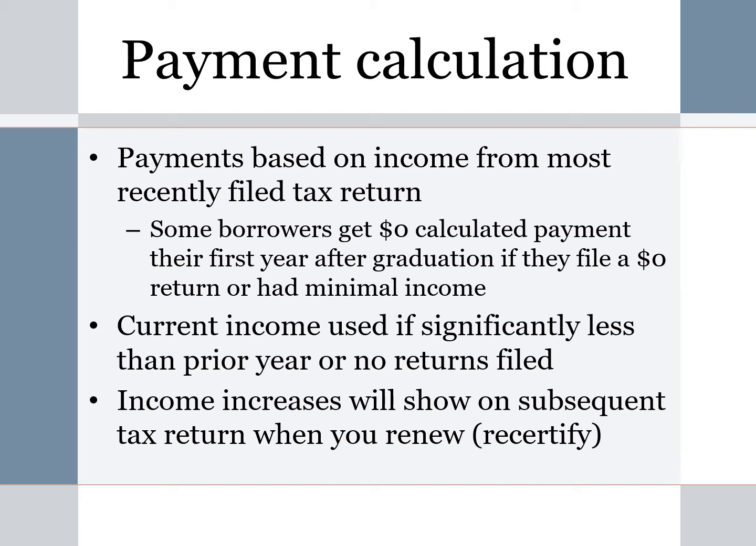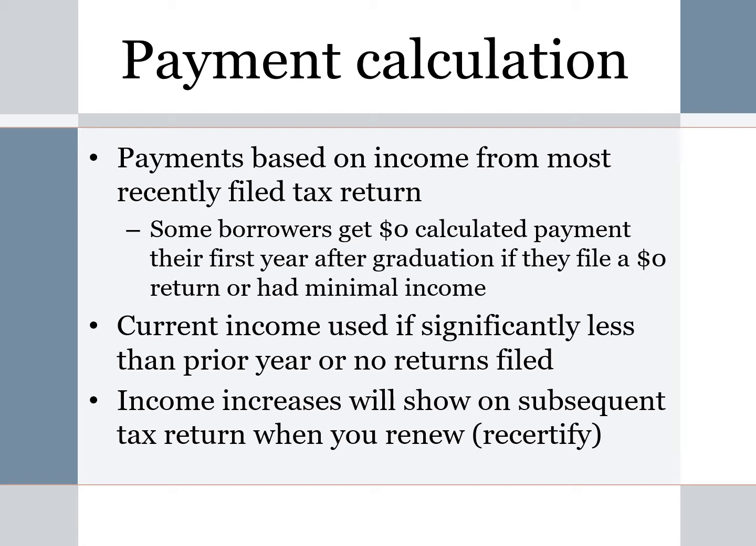The payments are based on income from the most recently filed tax return. The formula actually looks for adjusted gross income, AGI, and that can only come from a tax return. By the way, you may have heard of some borrowers getting a zero calculated payment the first 12 months after graduation when their loans come due. And that's the case, or is often the case, when they file a zero tax return for the prior year or had very minimal income. So once again, the calculation is based on income from the most recently filed tax return. It's looking in the past.